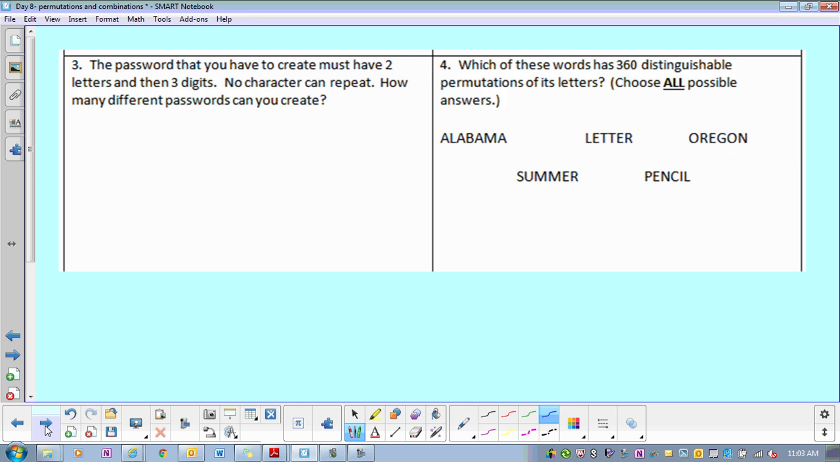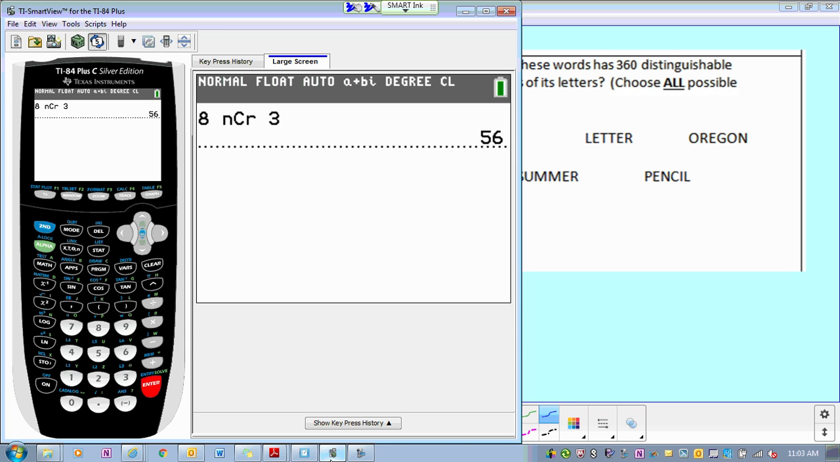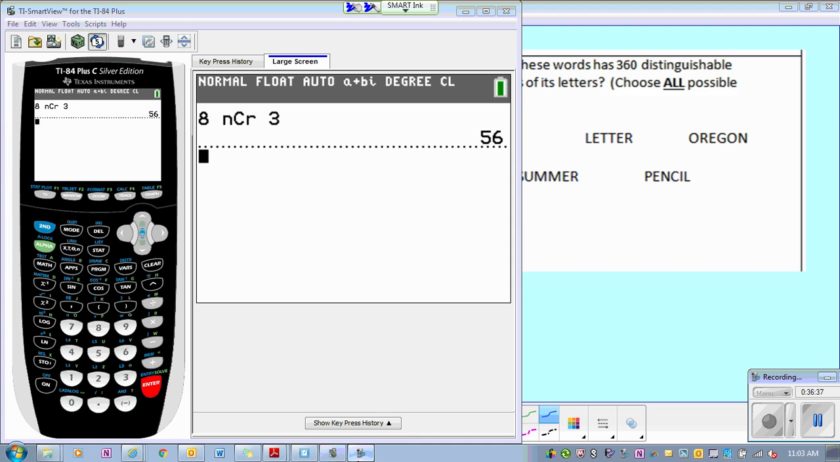The password that you have to create must have 2 letters and 3 digits. No character can repeat. How many different passwords can you create? Guys, I want you to look at the problem that we did. I want you to try this. I know you can get this.